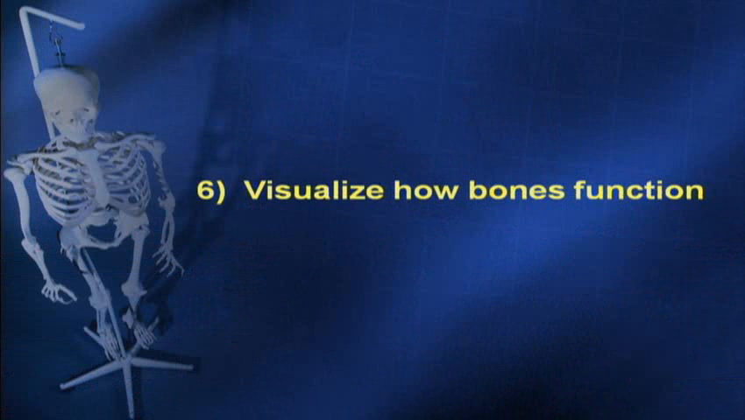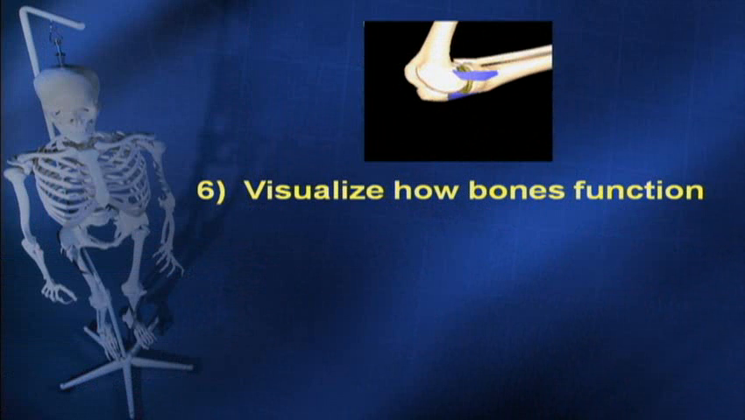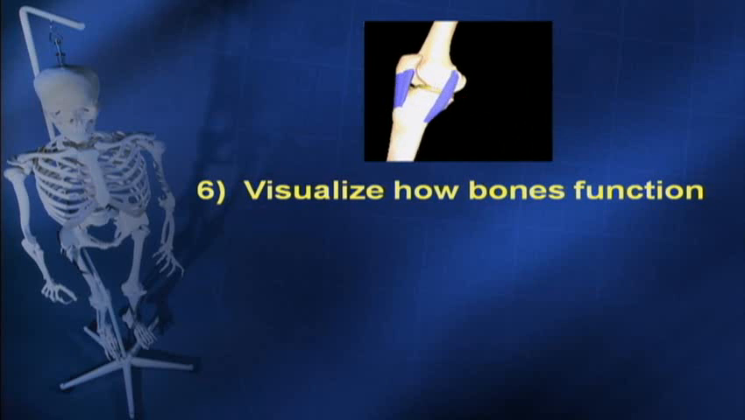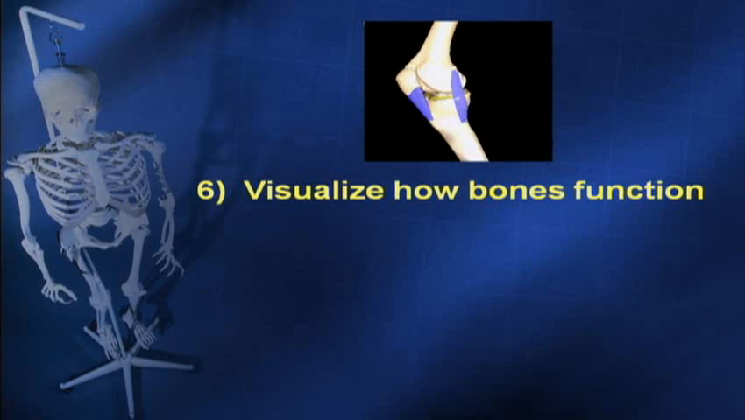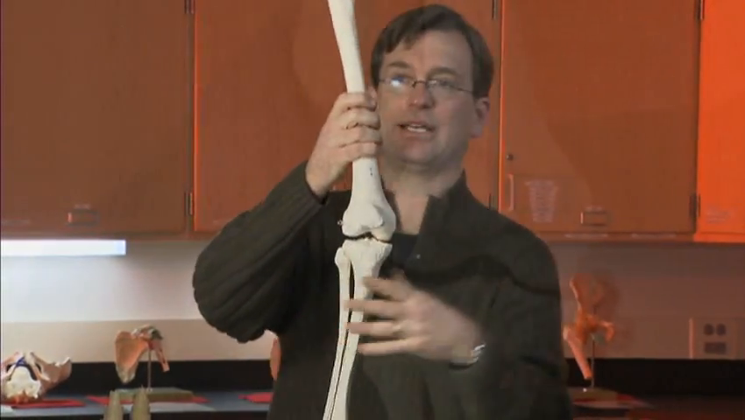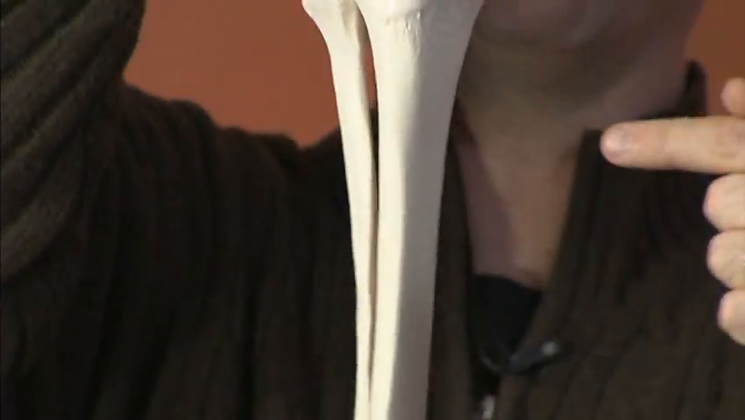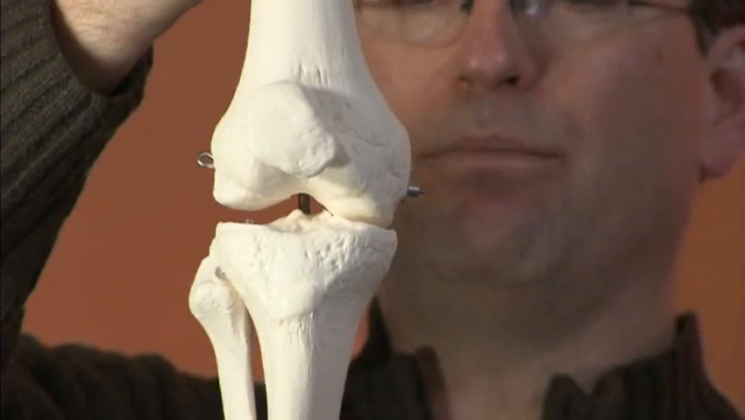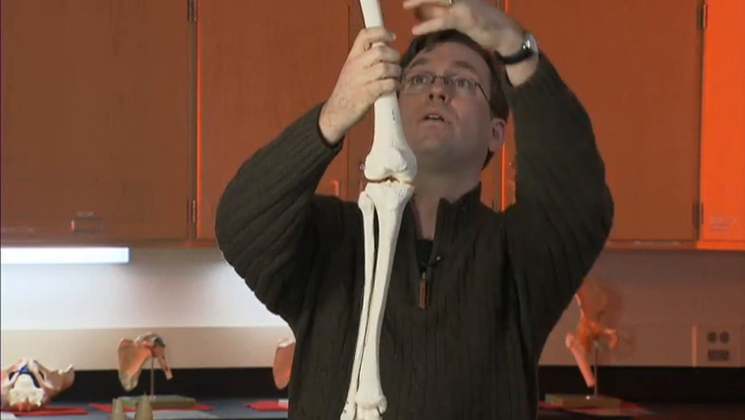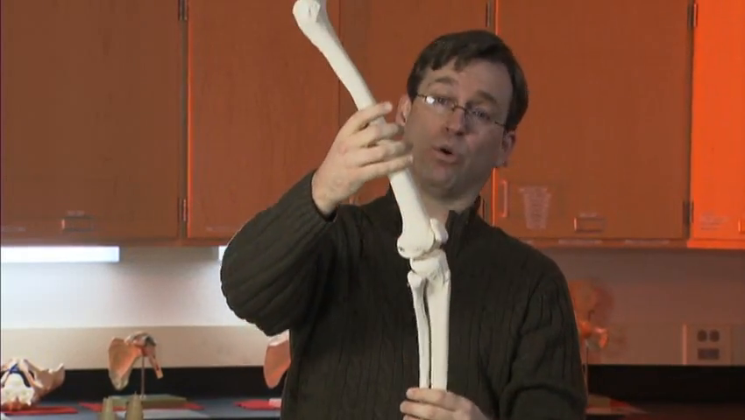Number 6, new point, visualize how bones function. So for example, if you look at this image, it's showing us an image of the knee joint. And as I look at that image of the knee joint, I can actually say to myself, here's a knee joint, and here is the femur connected to both the tibia and the fibula. And so if I were in lab, you may have a whole articulated lower limb like this, or the bones might all be in individual pieces.